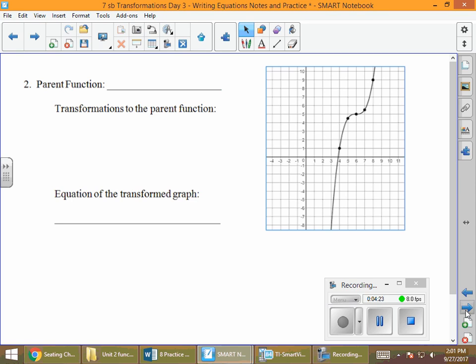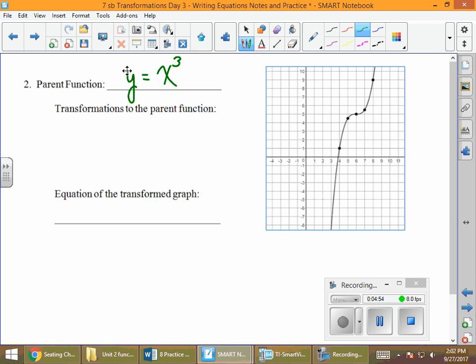So which graph is this? And hopefully you're thinking y equals x cubed. And when we look at the picture to list our transformations, we just have to list them. They don't have to be in any specific order. We'll get them in order when we put them in the equation, when we write our transformed graph equation in a couple minutes.